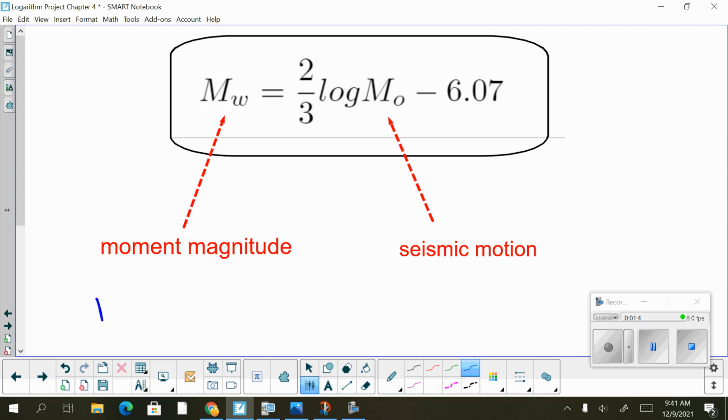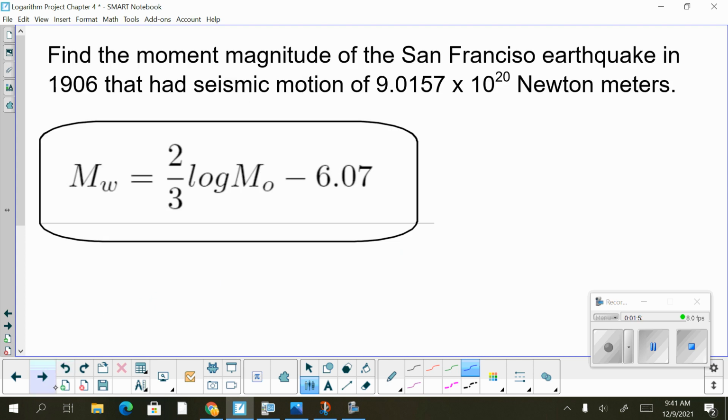Now, you might have heard of the Richter scale before. I'm not even really sure how to spell it. Richter scale. There might be an extra T. They don't really use the Richter scale anymore. They now use the moment magnitude scale, but it's pretty much equivalent.